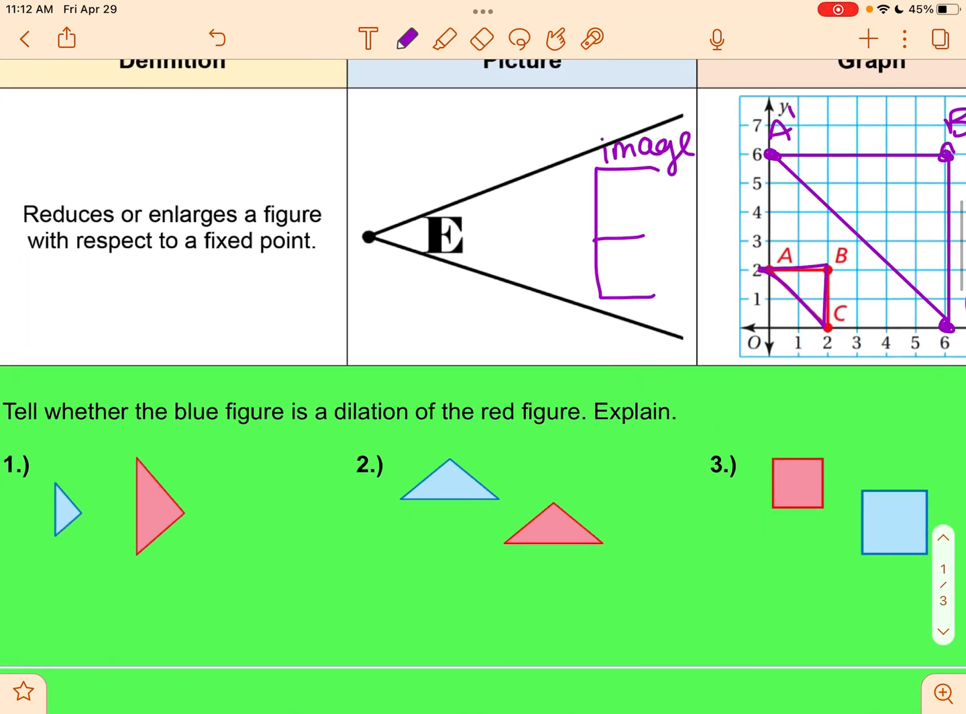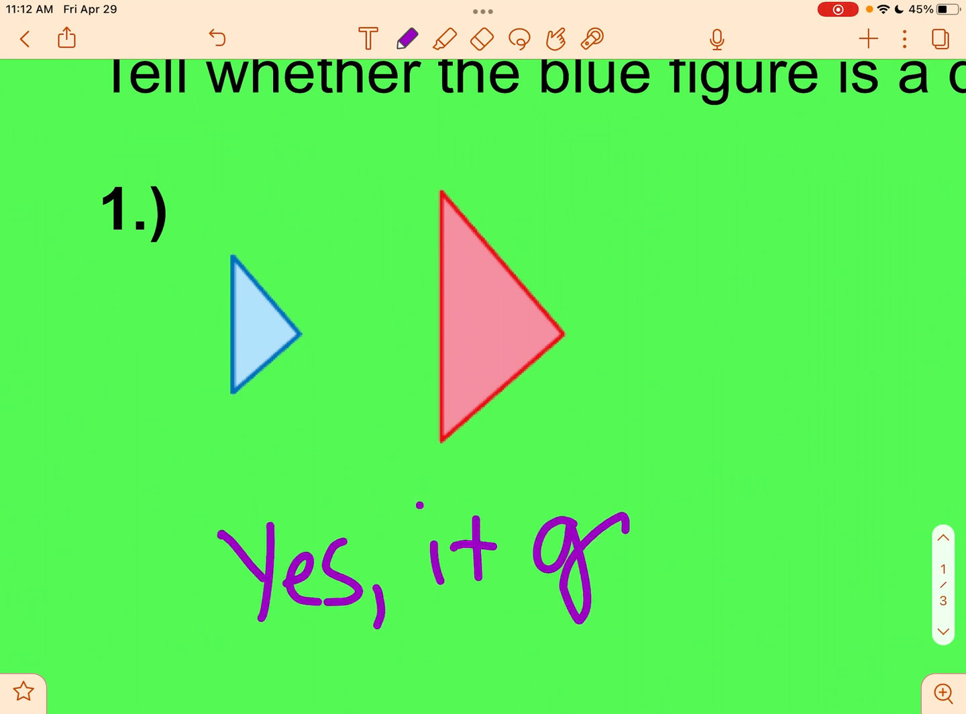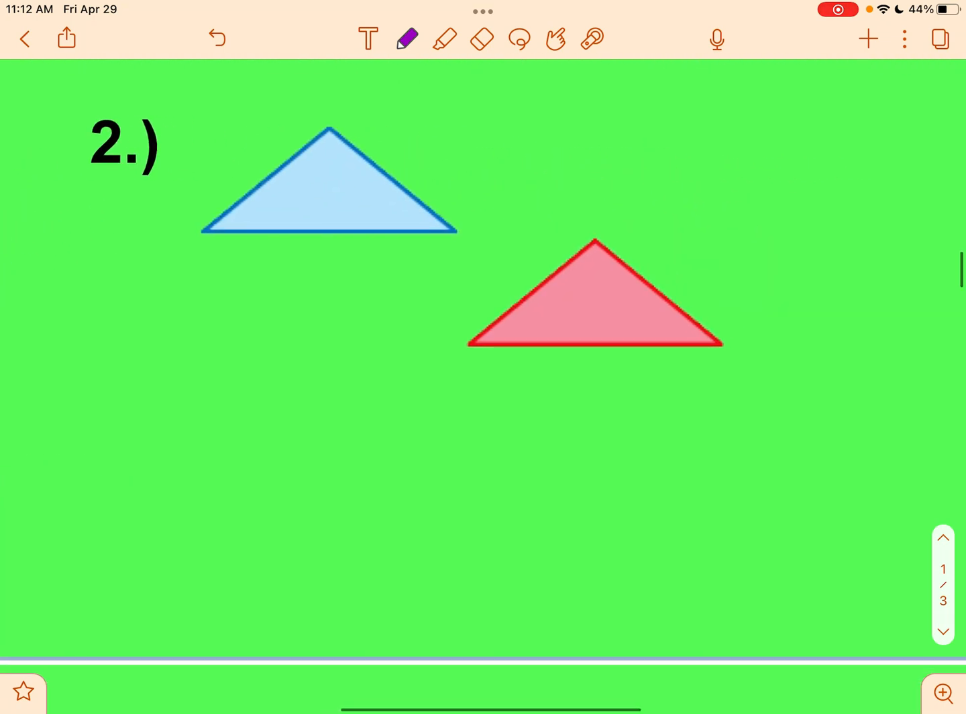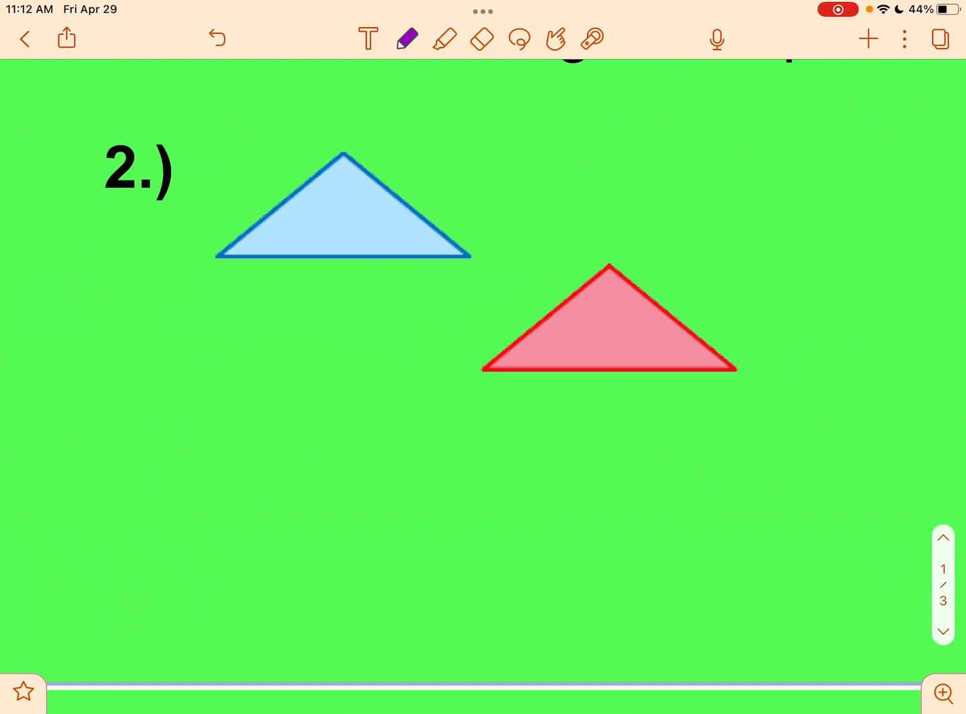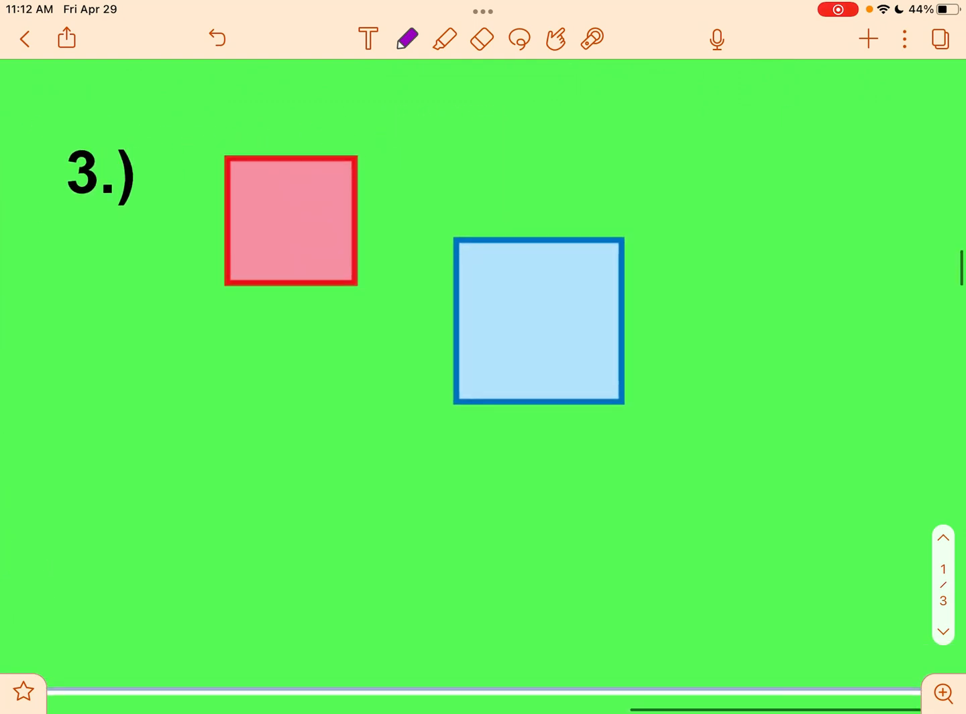Alright, 1, 2, and 3 are asking to tell whether the blue figure is a dilation of the red figure and then explain. So is this one a dilation? Well, it sure is, because it got bigger. Very good. Moving on to the second one. Is this one a dilation? Did it get bigger or smaller? No, it did not. This is a translation, because all it did was move. Alright, number 3, our squares ended up getting bigger, so yes, this is a dilation.